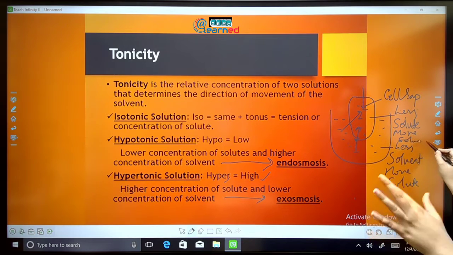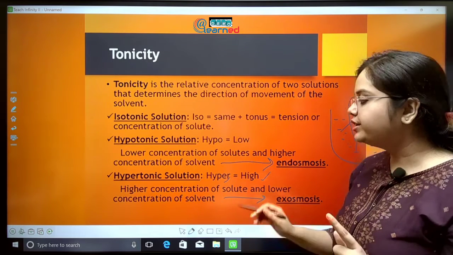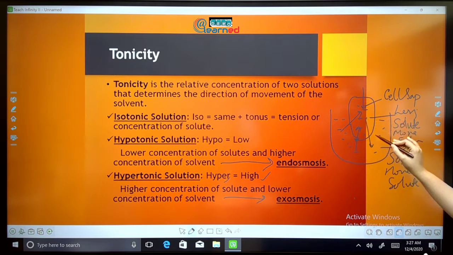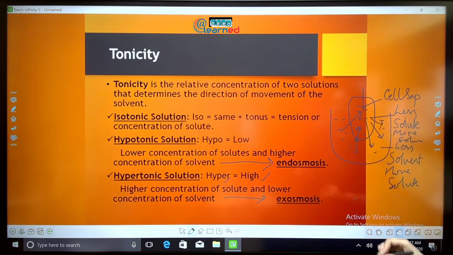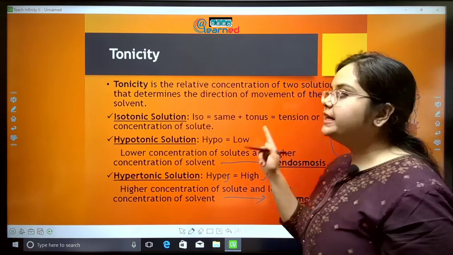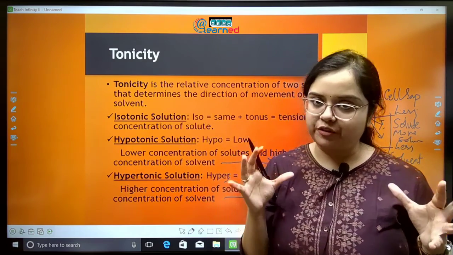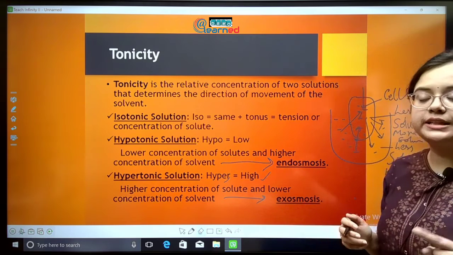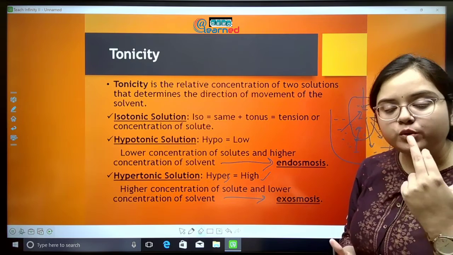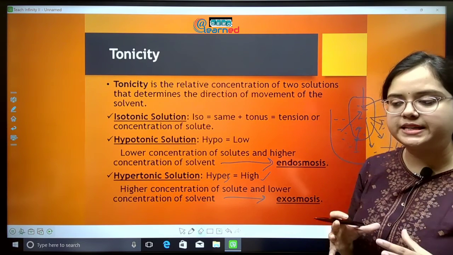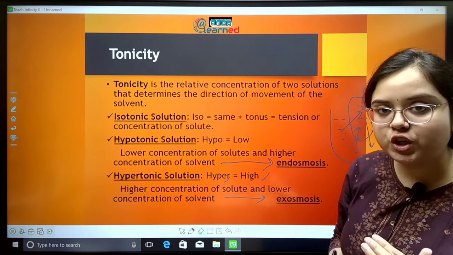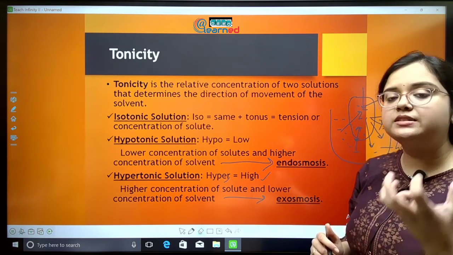Okay. Hyper means high of what? High concentration of solute. So, then what will happen? The cell will lose water and water will move outside of the cell, a phenomenon you already know, which is exosmosis. So, this is a very important part of this chapter, where they will definitely ask you in which direction water is moving. If you are keeping your setup, the cell or specimen, in a hypotonic solution, containing less solute, then what will happen? The cell will take up water.